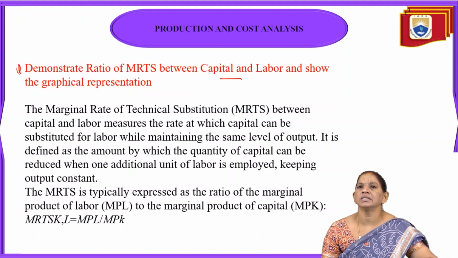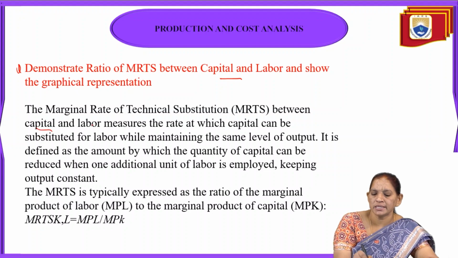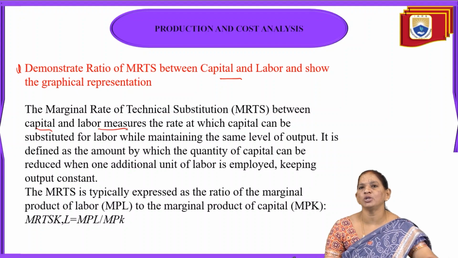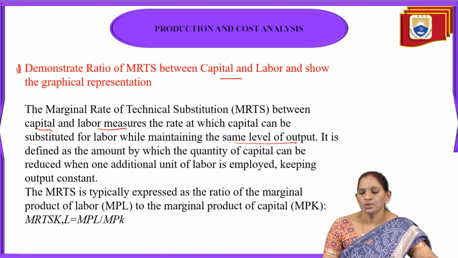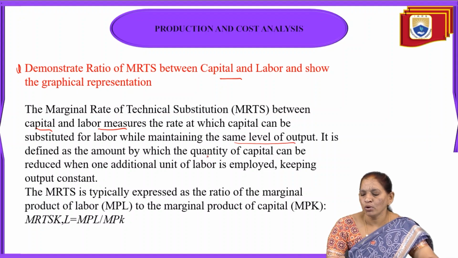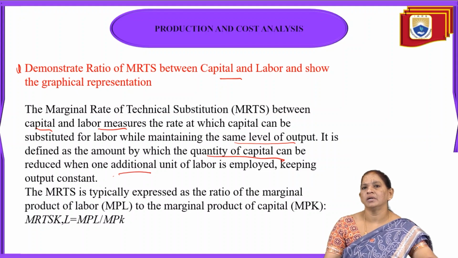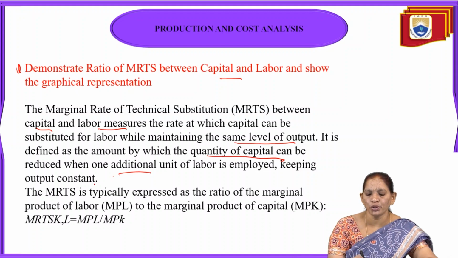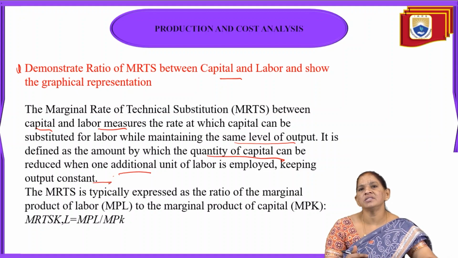This is substituting one factor for another, where the organization will get the least cost combination, or where the substitution yields a lower cost and more output. So how could this substitution take place between capital and labor, in measuring the rate at which capital could be substituted while remaining at the same level of output? This could be defined by the quantity of capital to be reduced by adding an additional unit of labor, keeping output constant. Means one is substituted for the other.